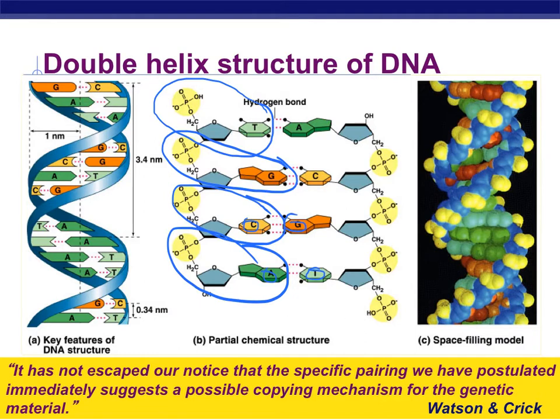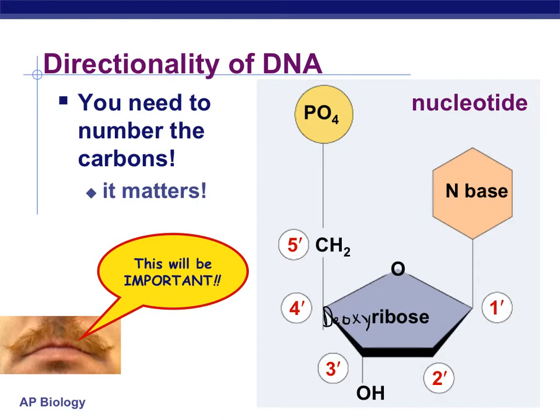But Watson and Crick actually noticed, and they're quoted as saying, that their description of the double helix molecule also suggests a possible copying mechanism, or in other words, a way that DNA makes more of itself, or in other words, how it replicates itself. In DNA, we want to know that DNA has a direction.